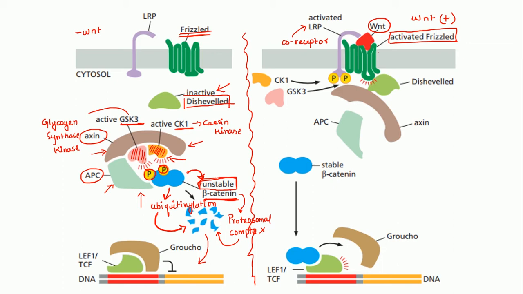Now, in this case, disheveled, which was present inside the cell, was in inactive form. Now, when Wnt binds, this frizzled receptor can recruit this disheveled protein. So this disheveled protein comes and interacts with the frizzled receptor. And as the disheveled protein interacts with the frizzled receptor, it becomes active.